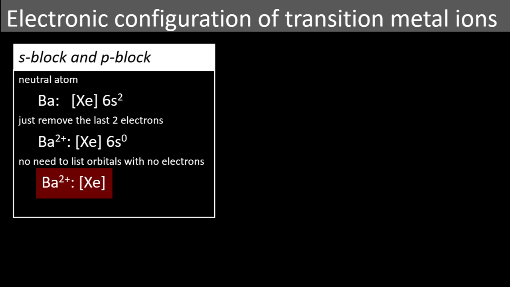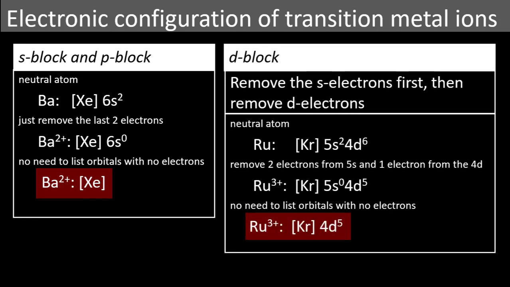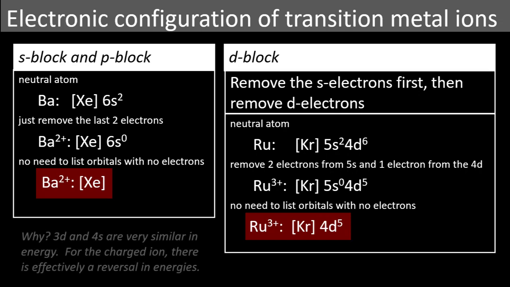However, for transition metal elements, in the D block, we need to be aware of the very close proximity of the NS orbital and the N-1 D orbital in terms of energy. When we consider the electronic configuration of the neutral metal atom, we get the right electronic configuration when we fill the S orbital with 2 electrons first, and then we put the remainder into the D orbital, up to the point at which the D orbital becomes full.